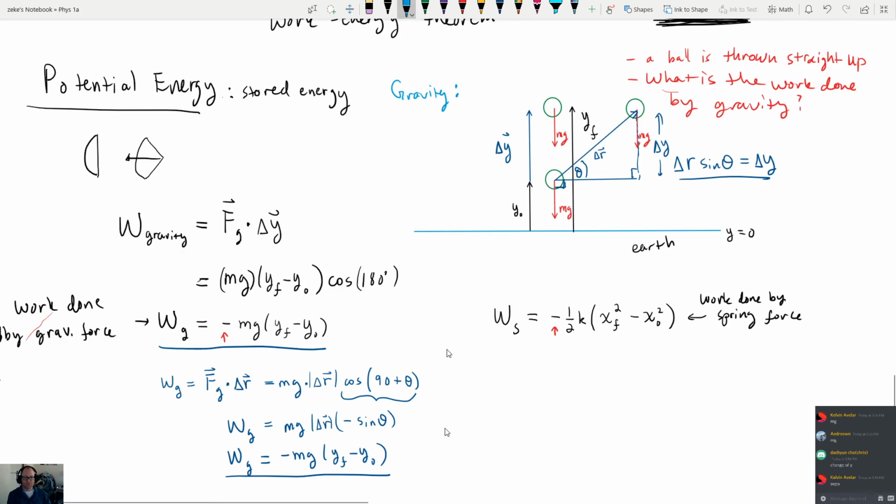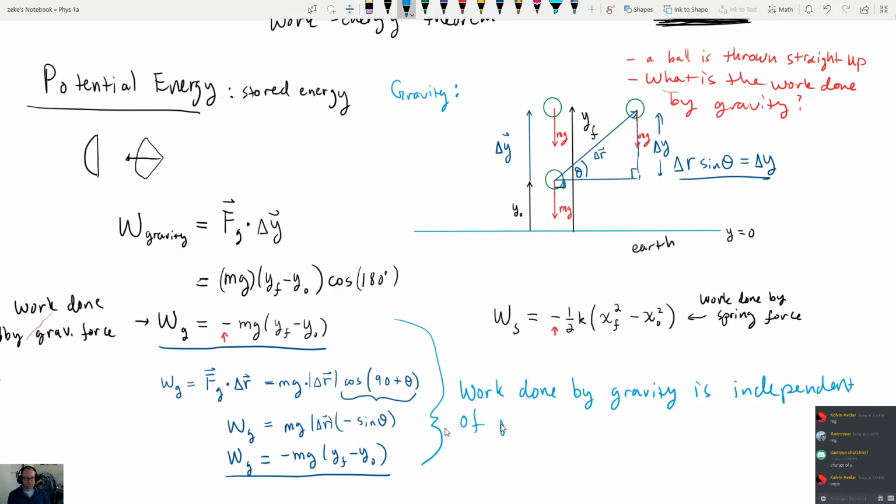So taken together, what all of this means is that the work done by gravity is independent of the path taken. It doesn't matter what path you take it along. All that matters is the endpoints. Does that make sense? When you look at this equation right here, it's just the endpoints. And in fact, it's really just the elevation that we care about. How far above the ground are you?